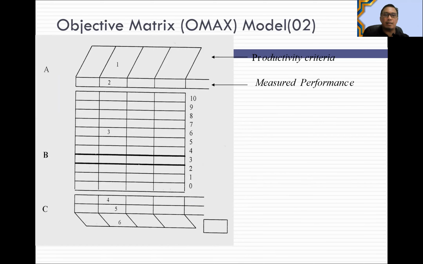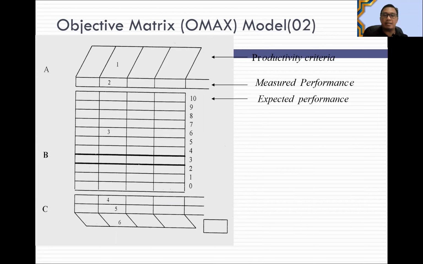And then another part of the A part is the measured performance. Measured performance is the result of the measurement of performance in a particular period. It could be weekly, it could be monthly, it could be yearly, for each productivity criteria. That's what we need to fill on the A part.